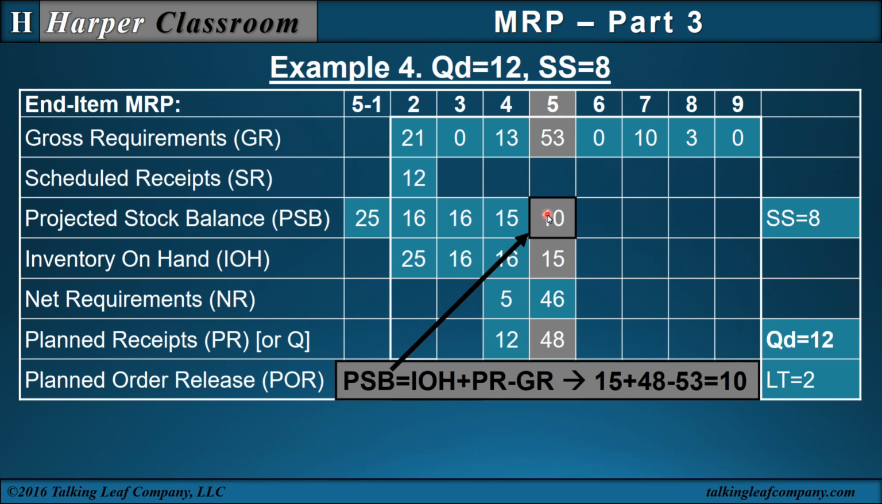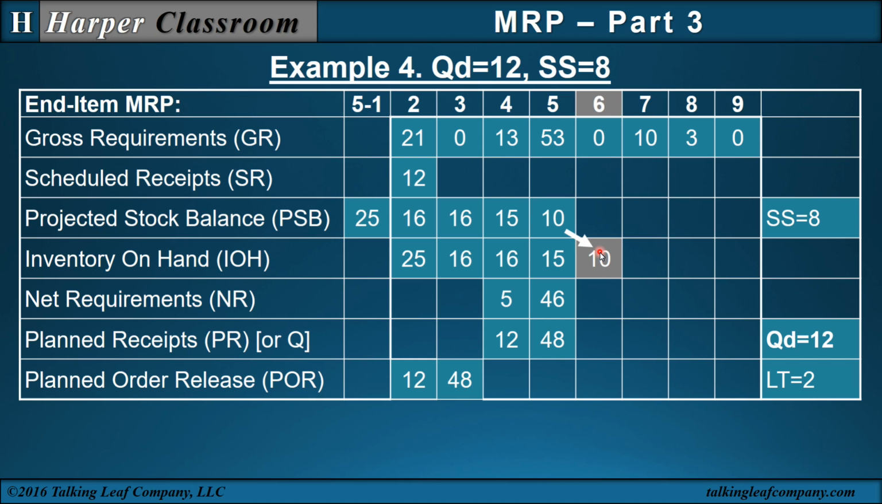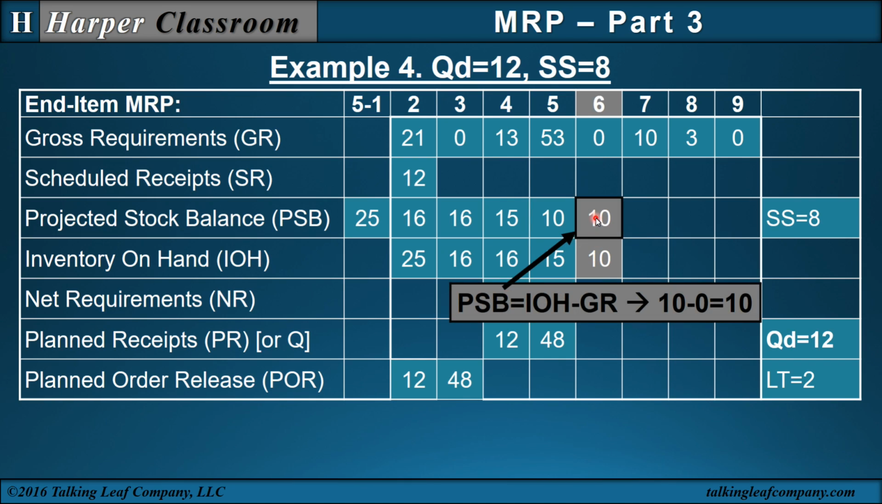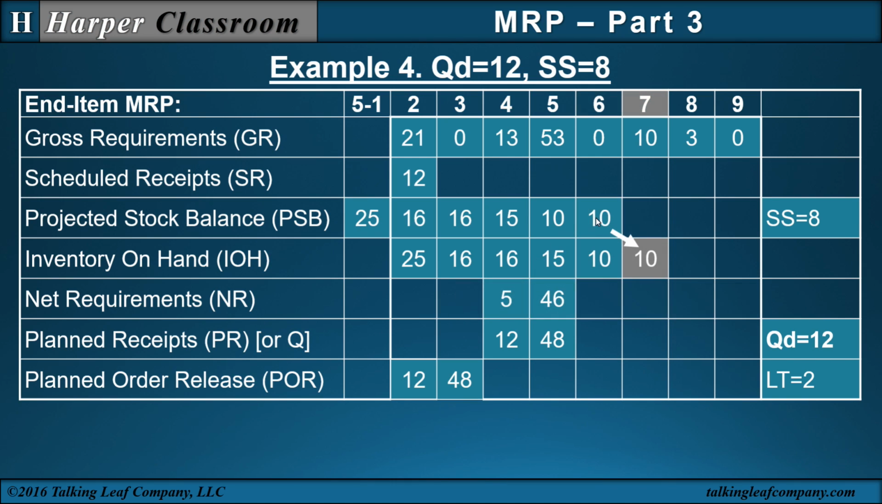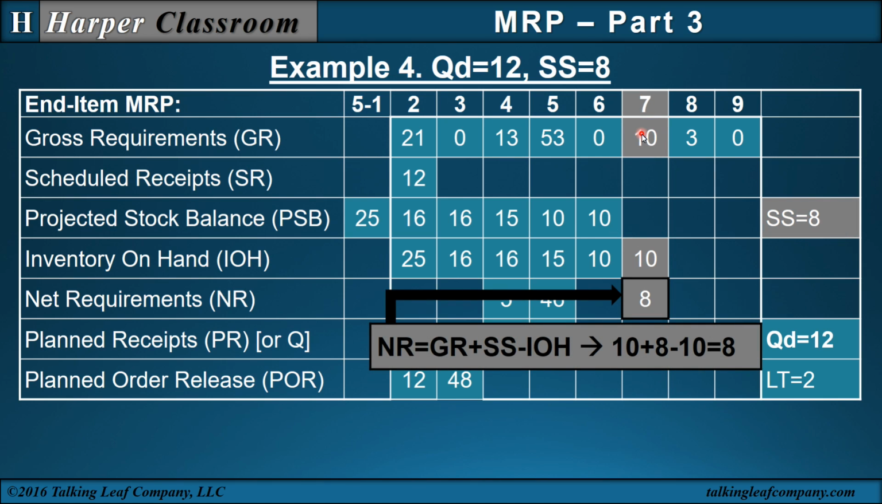My projected stock balance is the inventory on hand plus my receipts minus my requirements equals my balance. There's the equation, there's the calculations. The 10 is carried over as the inventory on hand. There's no requirements, so the inventory on hand carries over as the balance. The balance is brought down as the inventory on hand. So now I have a gross requirement of 10, safety stock of 8, minus an inventory on hand of 10, leaves a net requirement of 8.